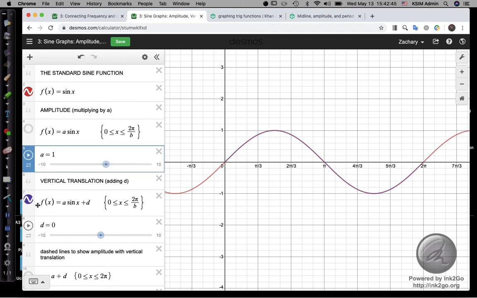Similarly, we can adjust the value of d being added on to the function, and we get that vertical shift from the original sine function with this little snippet of the sine function that we're looking at. Note that I've restricted the domain for this purple slice of the function to be between 0 and 2 pi over b. b is currently 1, so between 0 and 2 pi, just to see the behavior as we transform this sine function.